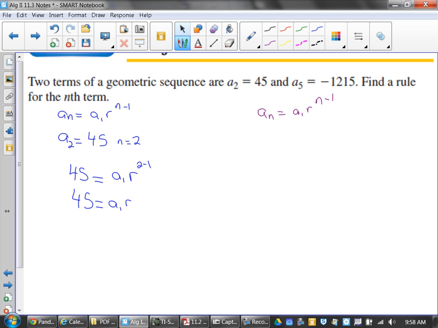I'm going to go to the other set and do the same basic scenario. I have the fifth term now, so my a sub 5, the fifth term, is negative 1215. So that means n is how much in this case? 5. Good. I'm going to substitute that into the generic formula, knowing that the fifth term is negative 1215. That has to equal my first term, a sub 1, times my rate to the 5 minus 1. 4. Very good. Just going to rewrite that.